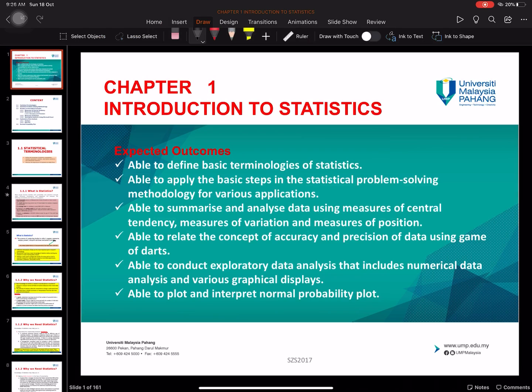You should also be able to relate the concept of accuracy and precision of the data. The accuracy here is related to the measure of variation. You should be able to conduct exploratory data analysis that includes numerical data analysis and various graphical displays. Here we will discuss the box plot a lot, so there will be calculation in this part. Then you should be able to plot and interpret the normal probability plot, also with some calculation. So we go to the next one.